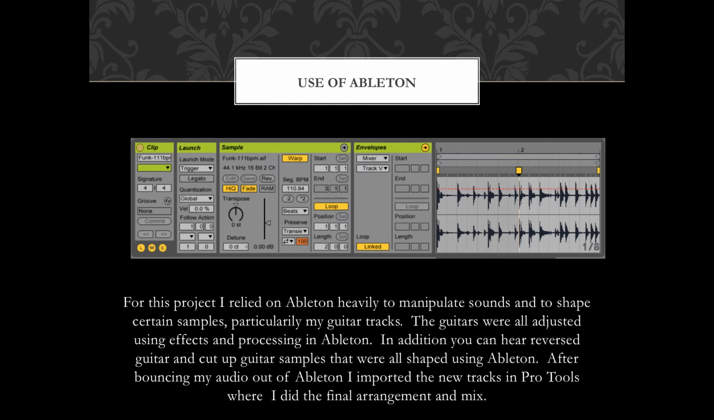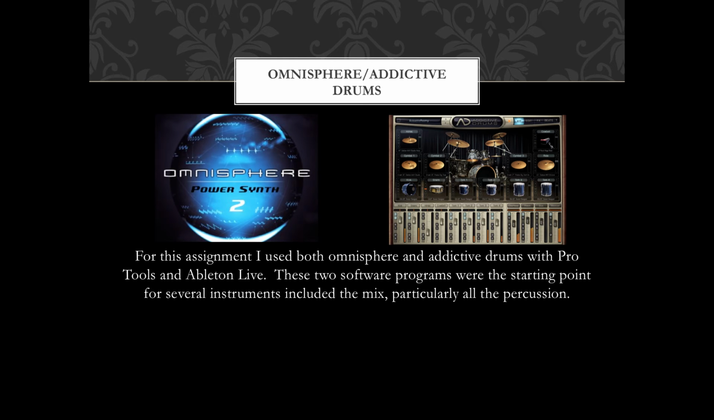Particularly all my guitar tracks, I would record in Pro Tools and then bounce over to Ableton, where I did a lot of things such as reversing and cutting up samples, and I did a lot of effects and processing. And then afterwards, I would bounce them back out of Ableton and import them into Pro Tools, where I do my final arrangement and mix.